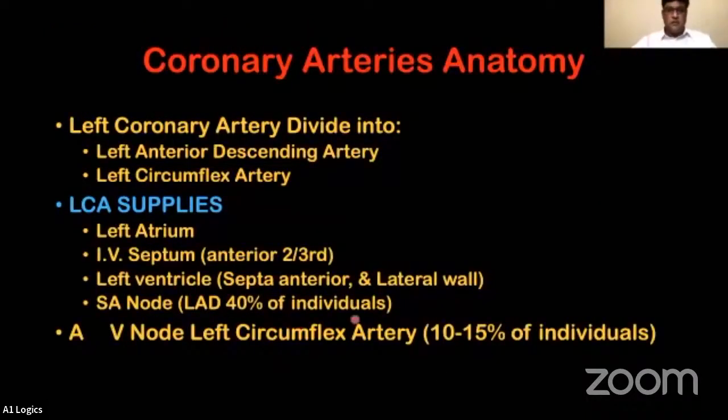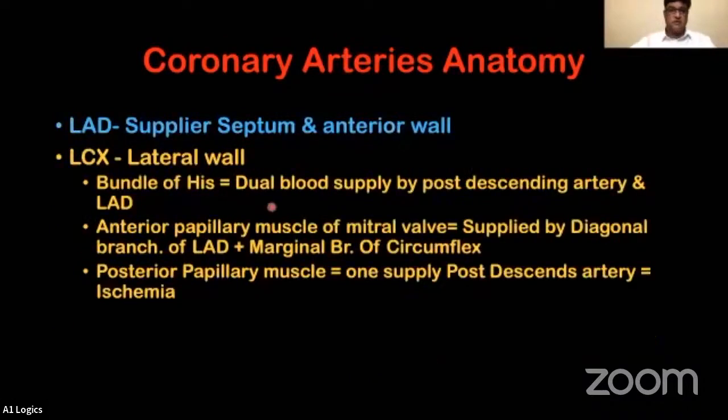All right. Now, what does it all supply? The left coronary artery supplies the left atrium, the ventricular septum, that is the anterior two-thirds, and the left ventricle, that is the septal, anterior and lateral wall. SA node supply is from the left anterior descending in 40% of individuals. The AV node is supplied by the left circumflex artery in 10 to 15% of individuals.